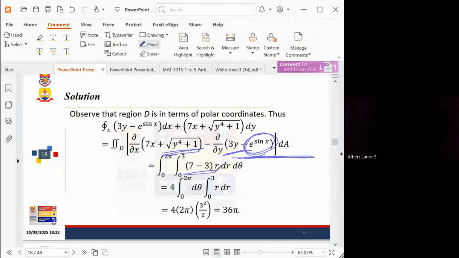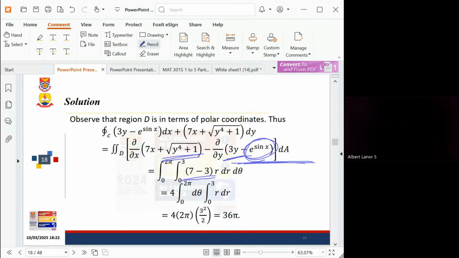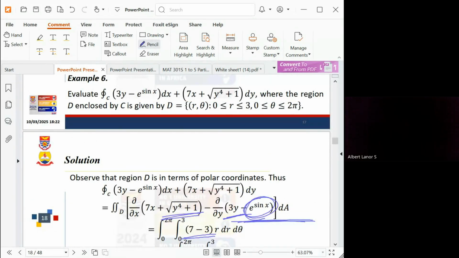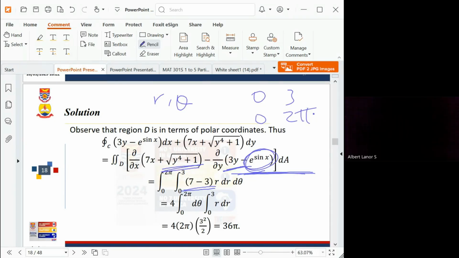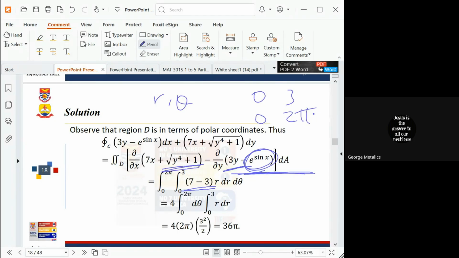Okay. Now, the region we are given is polar. So you see that your r lies between 0 and 3, and your theta lies between 0 and 2 pi. So this is polar coordinates. Hello, Doc. Yes, hello. Sorry, because of the line breaks. Which means that when we want to integrate, we switch the function of x for that of y, and the function of y for that of x.